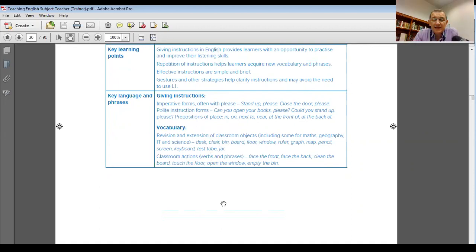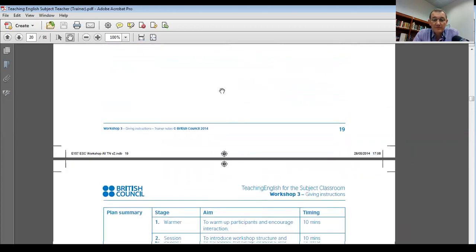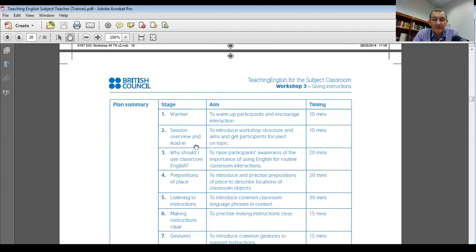And then finally, classroom actions, verbs and phrases. So common classroom actions: face the front, face the back, clean the board, touch the floor, etc. All of these are using the imperative forms. You could rephrase them more politely: could you all please face the front, please? Okay, so that's the overview.